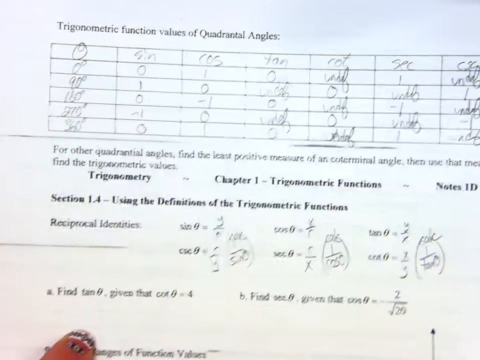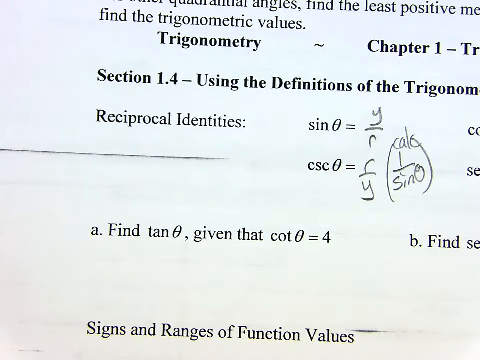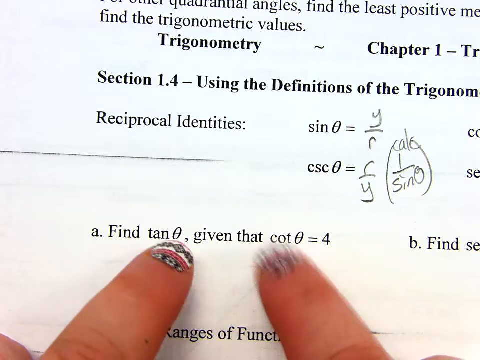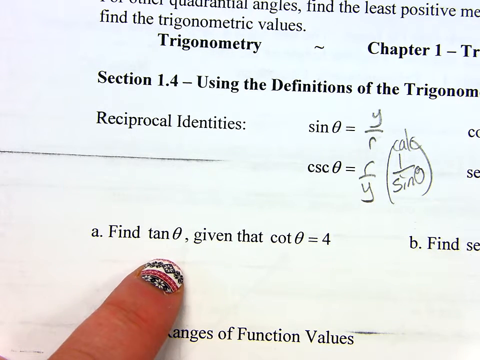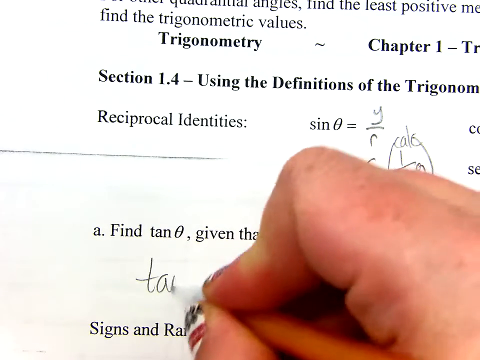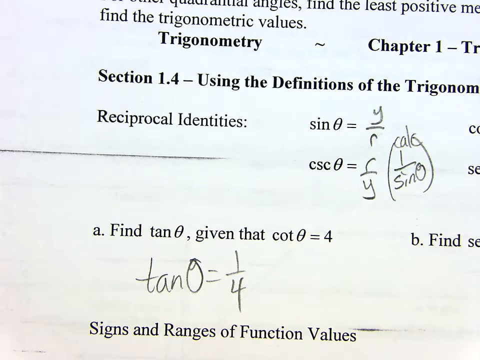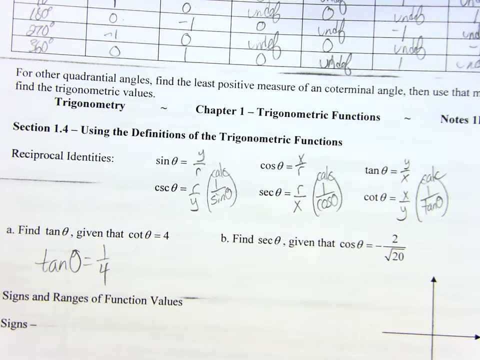All right, so let's try A. It says find the tangent of theta if cotangent of theta is 4. Well, if tangent and cotangent are reciprocals of each other, and cotangent's 4, that means tangent must be? Just the reciprocal, not the opposite. Yeah, so the reciprocal of 4 would be 1/4, that's it. So tangent of theta must be 1/4.